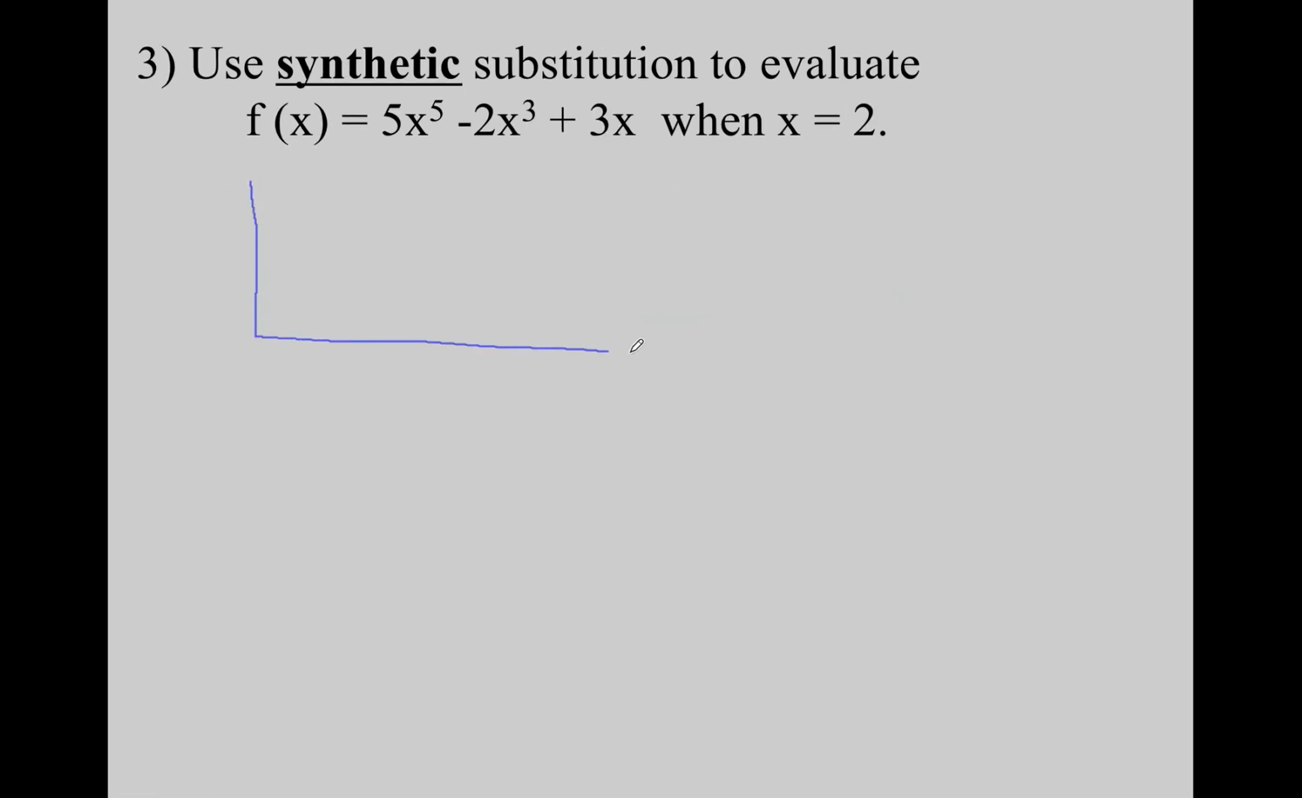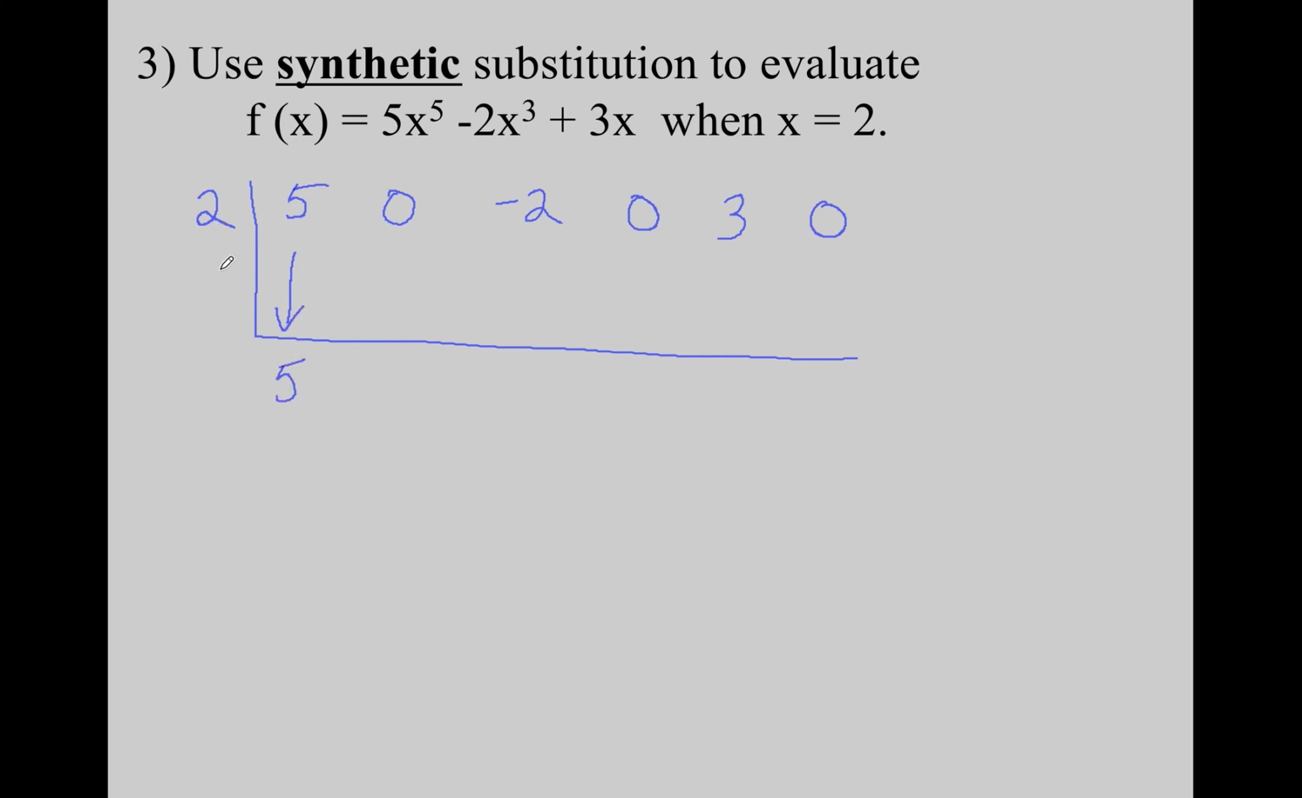All right, let's try our next one here. 5 goes in for the 5th power. Nothing goes in for the 4th power. Negative 2 goes in for the 3rd power. 0 goes in for the 2nd power. 3 goes in for the 1st power. And a 0 goes in for the constant. X is 2. We're going to put that outside. Okay, you need a placeholder for every position all the way down to the constant.